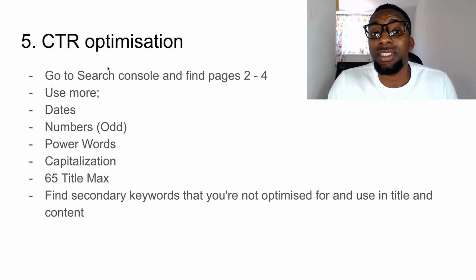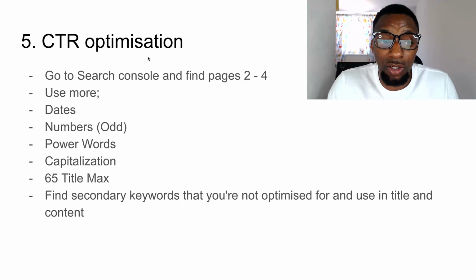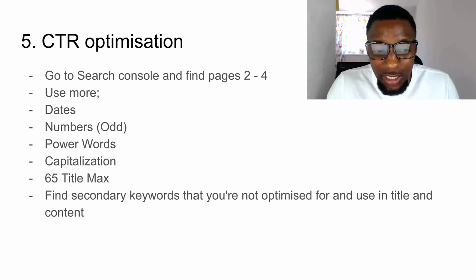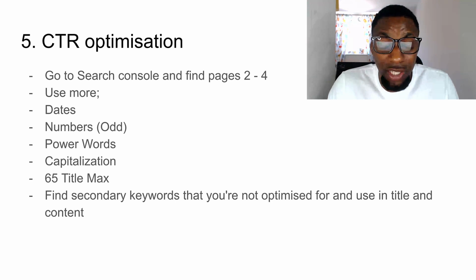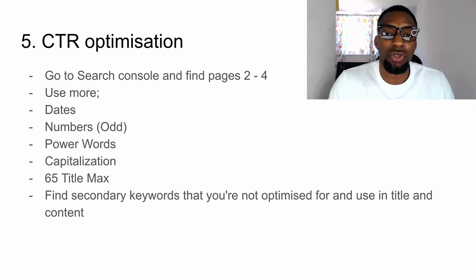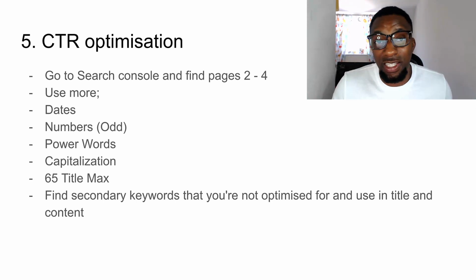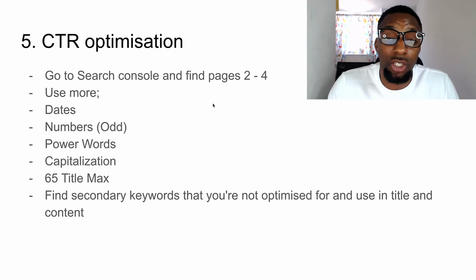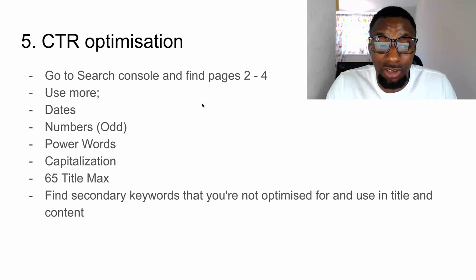Now, number 5 is CTR optimization, which is click-through rate optimization. This is great for pages that are ranking in positions 2 to 4, and one of the easiest ways to actually do this is to increase the amount of dates or numbers that you have within it. Odd numbers work better than, I don't know why, than even, sorry. And then we've got power words, so you can use words like awesome, effective, quick, all of these kinds of words. There's different websites that you can go onto that show you a bunch of different power words. You can get hundreds and hundreds of them.